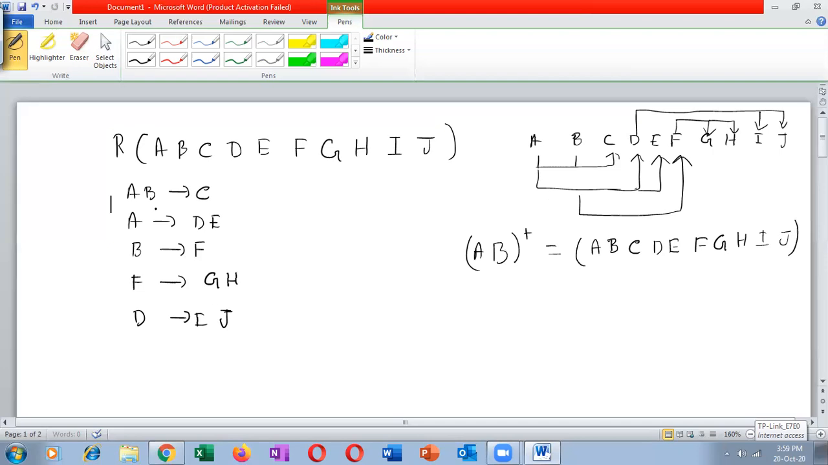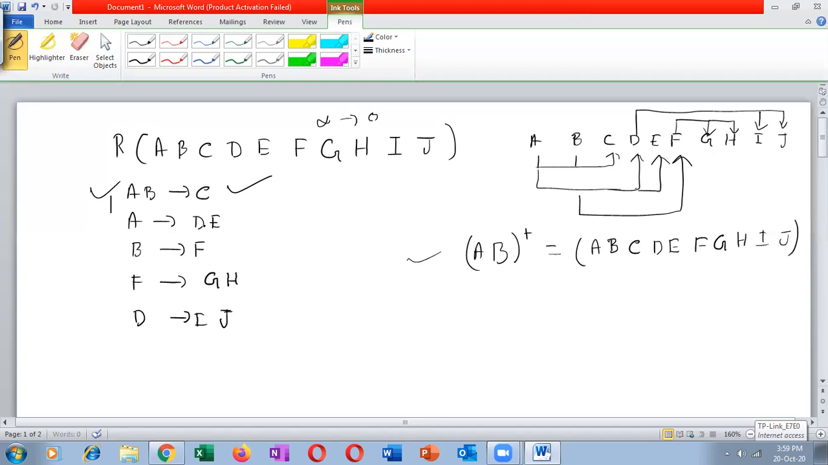So now let's check all the dependencies. First dependency, AB to C. I can see that the left hand side is a super key here. That means this actually satisfies the condition of the third normal form. That is alpha to beta, and the left side is a super key. So this dependency is satisfying the third normal form condition. Now let's check whether A is a super key. No, right? AB is, but not A.